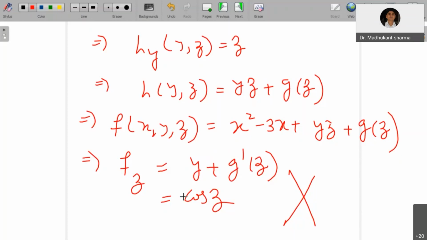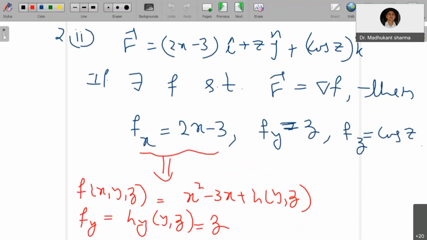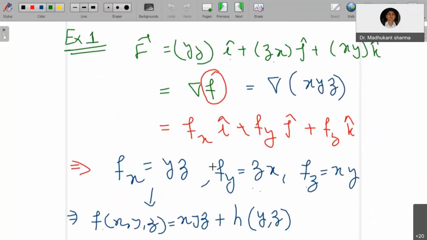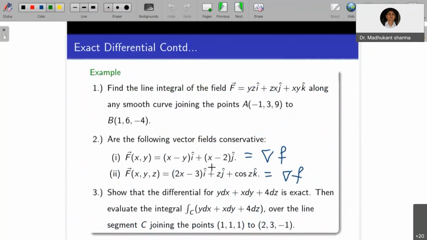Now, suppose you modify this example, I can make it still conservative by making changes like y plus here. Then y will get cancelled and you can easily evaluate g dash, then fix it and find the potential. Okay, but at present, this is not possible. Okay, right. So let's take the third problem now.